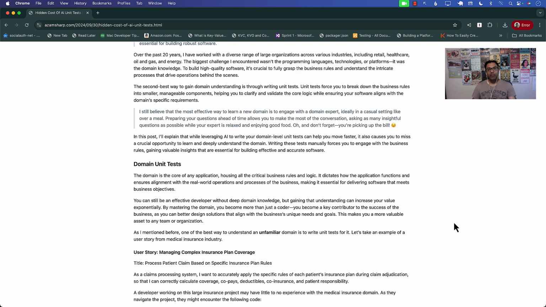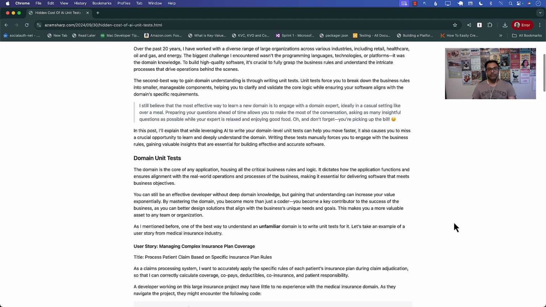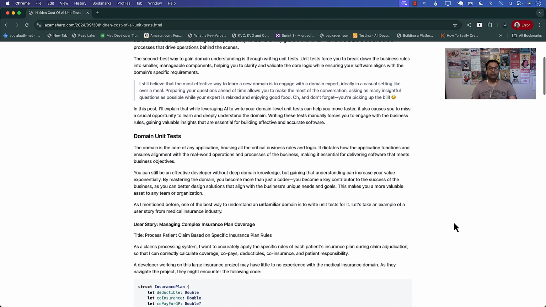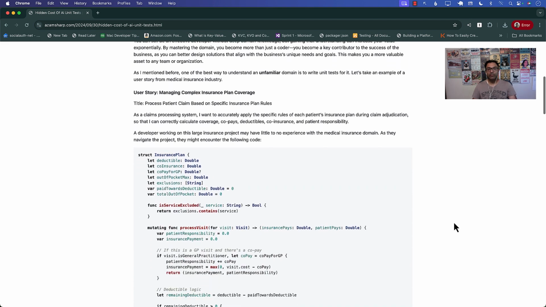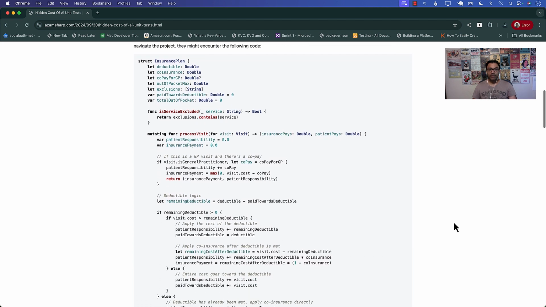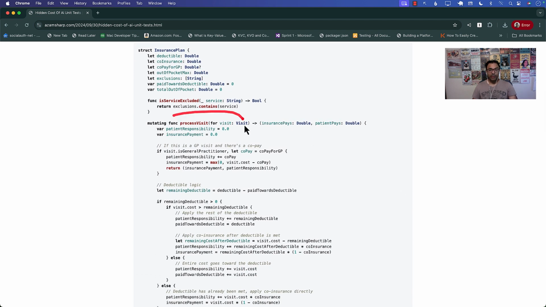So one of the ways to understand the domain is to write unit tests for it. And that is what most people do when they go to a job and they can't really understand the code they're looking at because it's in a completely different domain. They start to write tests for it. Now, over here, I talk about one of these functions. You can see it's some sort of an insurance plan struct that has a function called process visit.